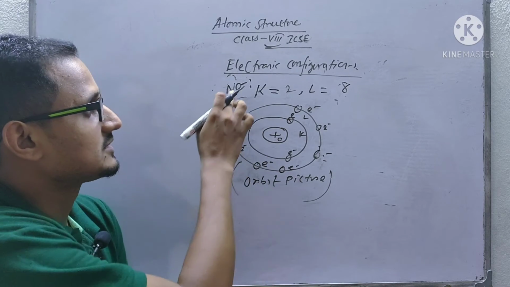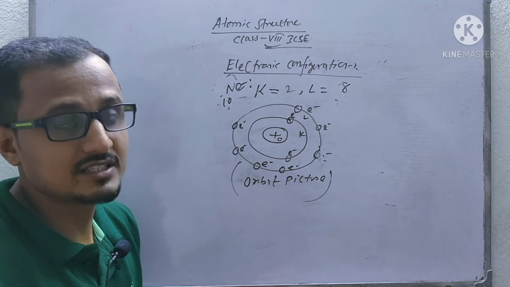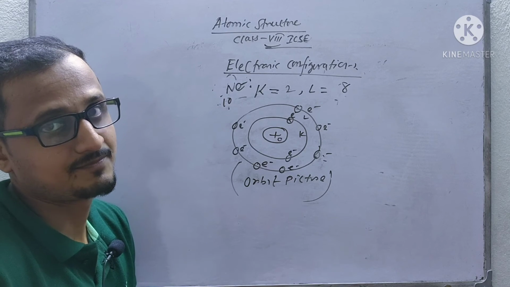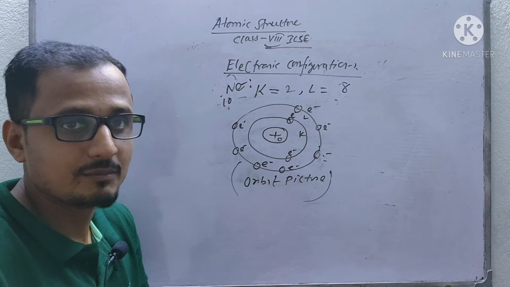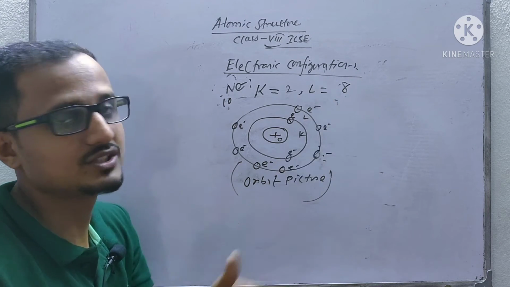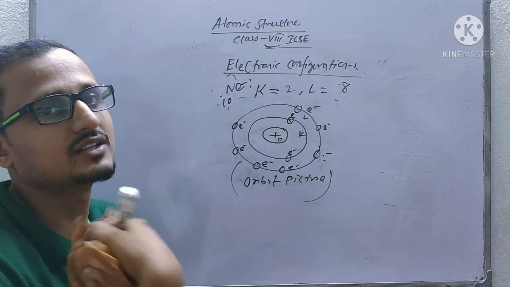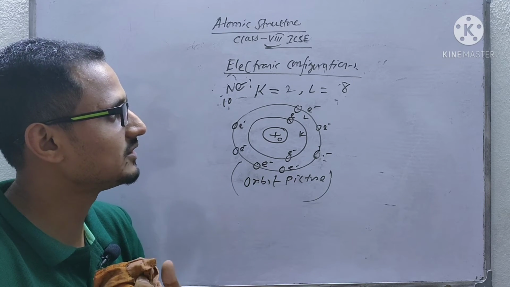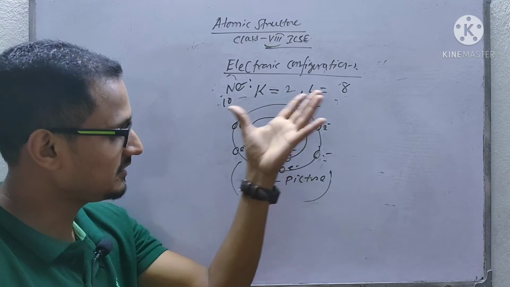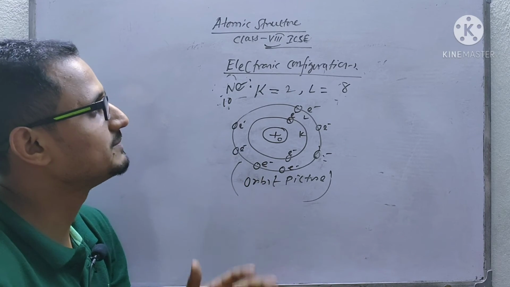Now neon is called a noble gas, and this is very stable. Individually it is stable because it has 8 electrons in its outermost shell, so it will not react with other elements. Okay, so neon is very stable, and that is why it is called a noble gas, and this is the orbit picture of neon.